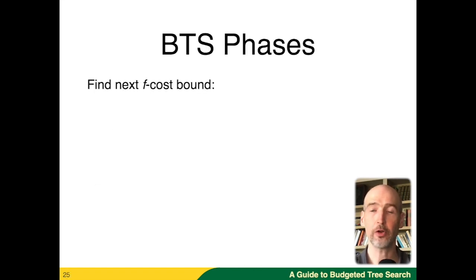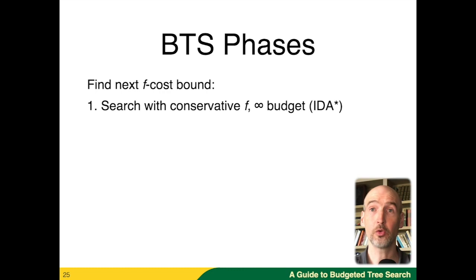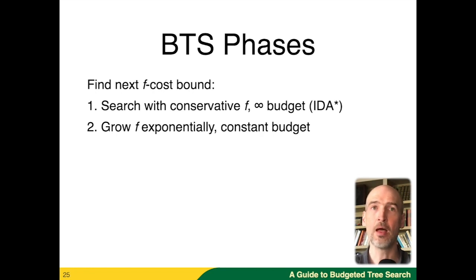So how does BTS work? Well, the first thing we're going to do is just run IDA star. That is, we're going to be conservative and use the minimum F cost possible. Therefore, if we have a problem where IDA star is the right thing to do, we'll just use IDA star every step and go no further. We'll see the exponential growth in the tree, and the behavior of BTS in this case is exactly identical to IDA star.